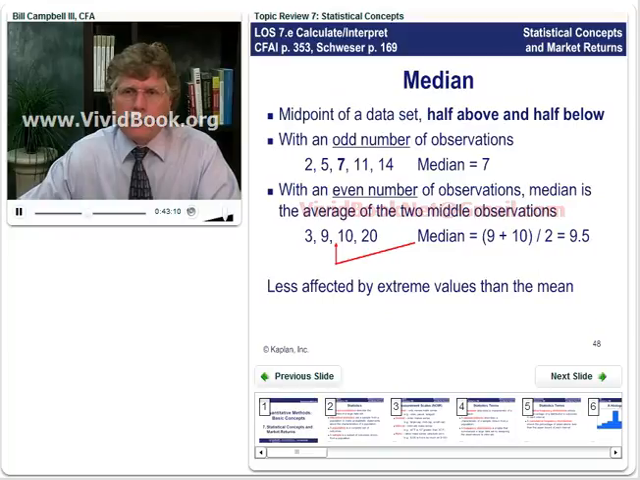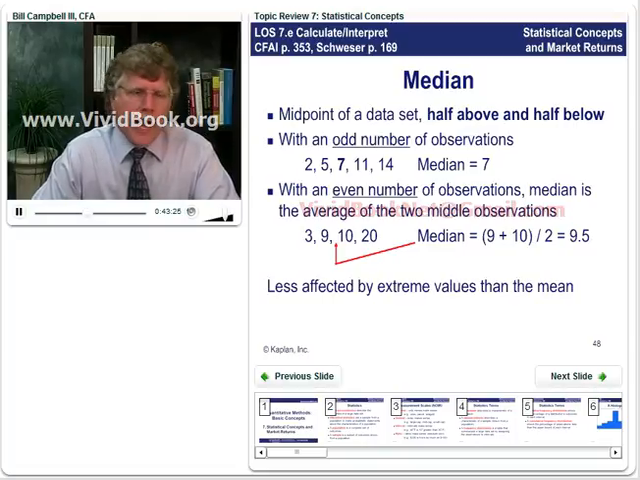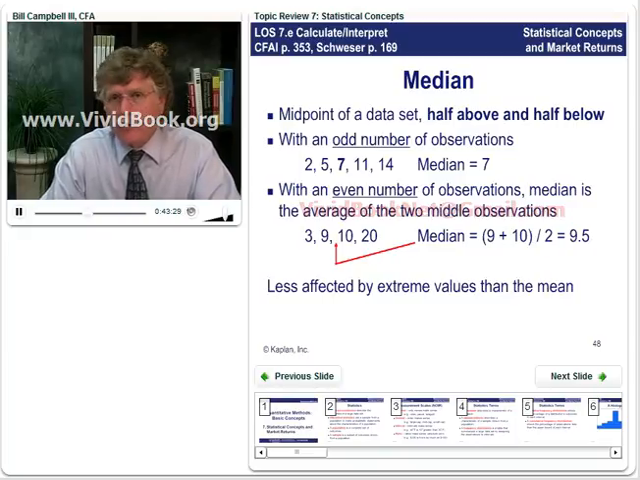All right. So those are all the different kinds of means. Remember, we're still talking about what we call measures of central tendency, numbers that are somewhere in the middle of our data set. Here's another one. We call this the median. The median is the midpoint of a data set. Half of the observations are less than the median, half are greater than the median.